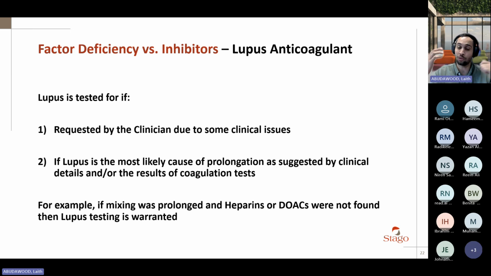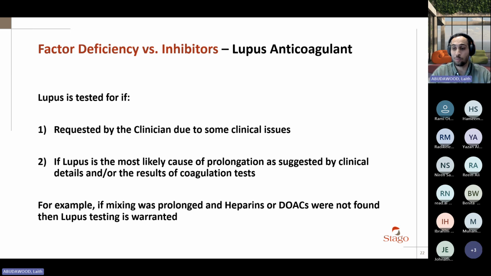We can ask, for example, do you take heparin? Do you take DOACs? We can test for lupus, etc. So it's not something that's always just decided by the lab. The clinical context of the patient, okay, is very important. You can always ask the nursing team, what is the patient on? What do they take? Do they take any medication, etc.